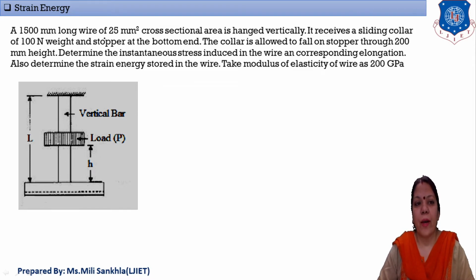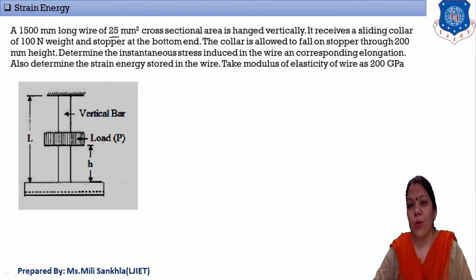A 1500 mm long wire of 25 mm square area hangs vertically. It receives a sliding collar of 100 Newton weight and a stopper at the bottom. That means this is our stopper and this is the sliding load. The collar is allowed to fall on the stopper through a 200 mm height. Height is given, that means simply this is the case of impact load.